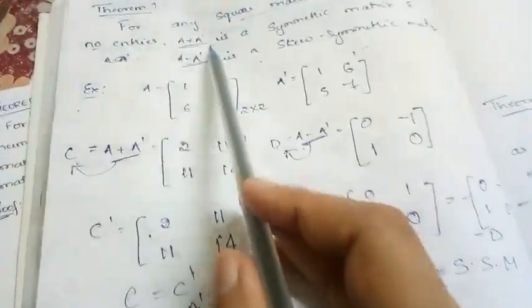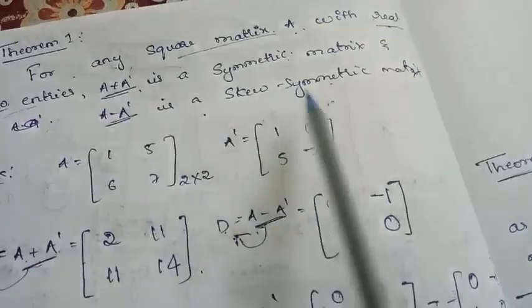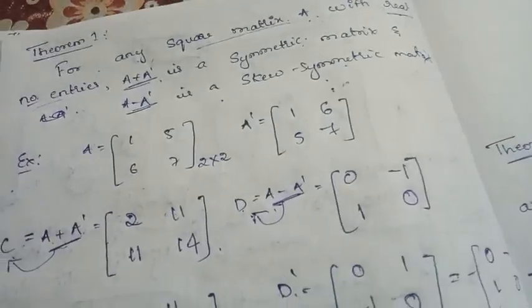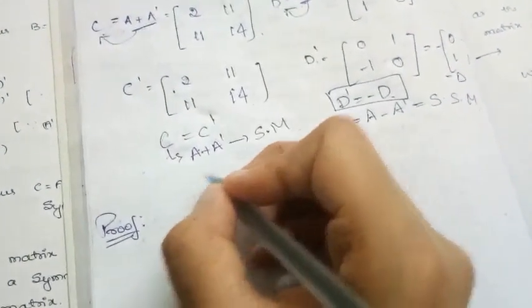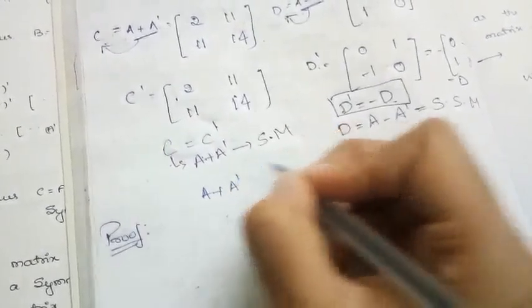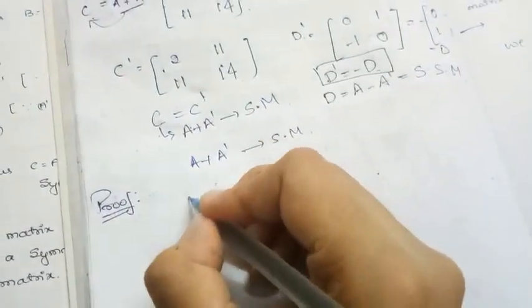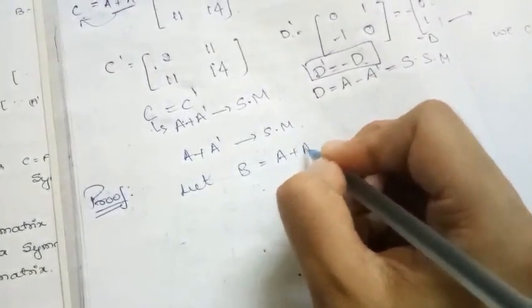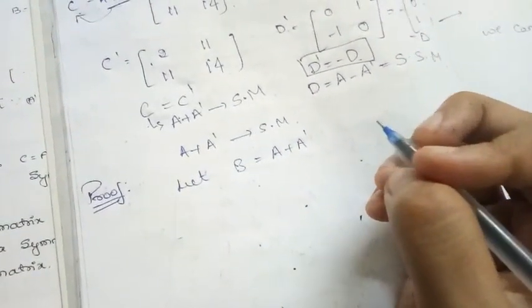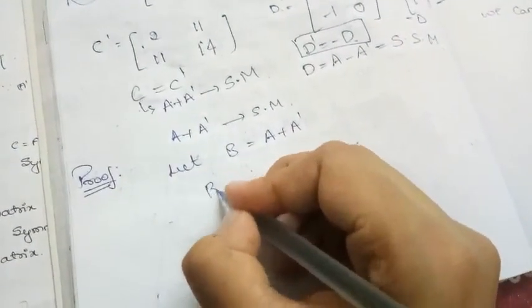So by example you can clearly see here that A plus A transpose is a symmetric matrix and A minus A transpose is a skew symmetric matrix. Now let us go with the proof of this theorem. First, to prove that A plus A transpose is a symmetric matrix, for the first part, I'll call A plus A transpose matrix B. I mean I label it as B. Okay. Now I will take the transpose on both the sides.